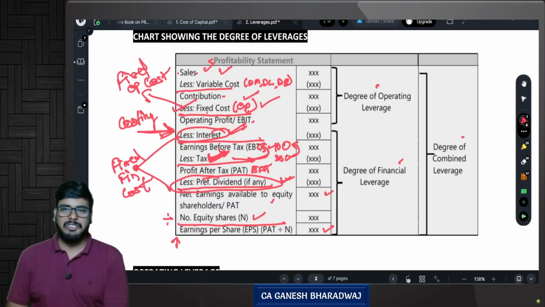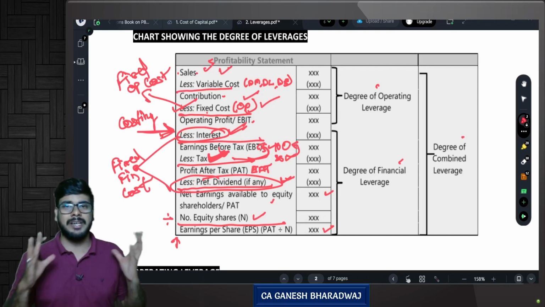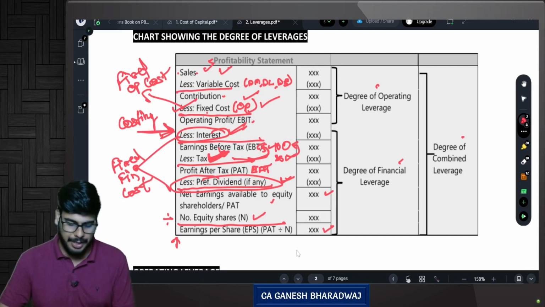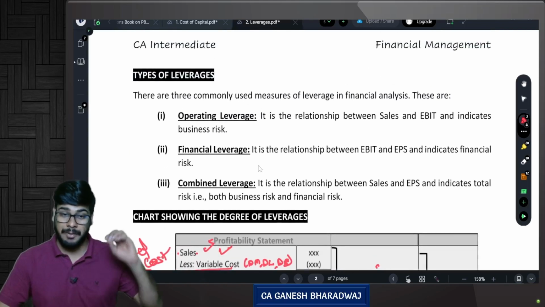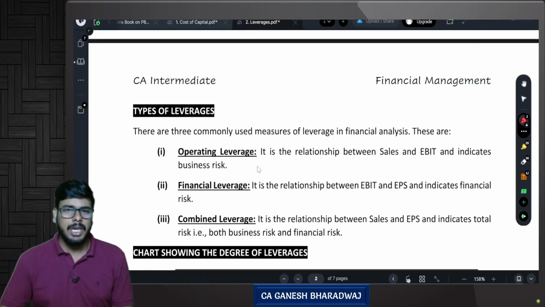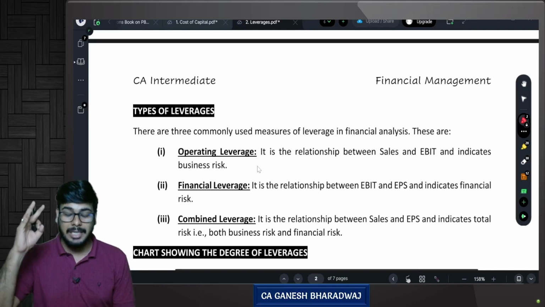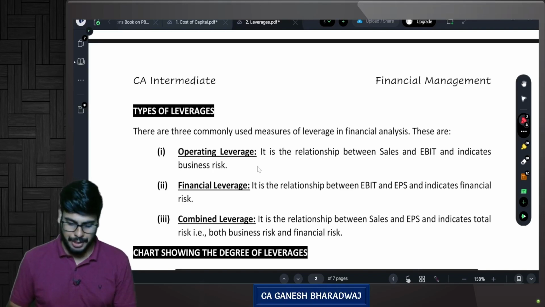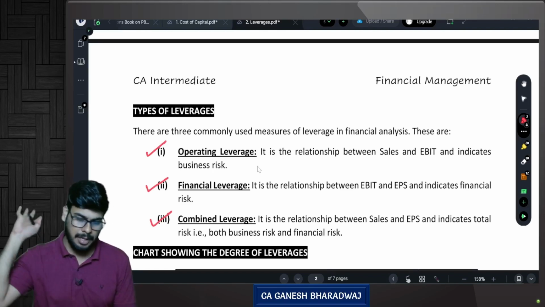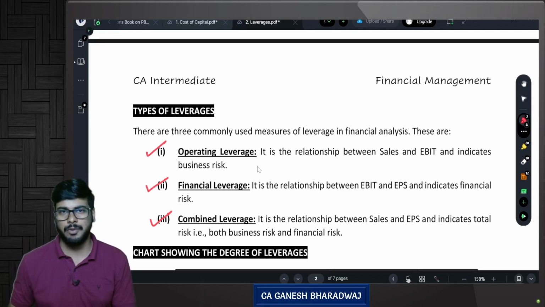Right. So now, sir, why are we studying all this in the concept of leverage? Let us get started. In this chapter, there are 3 different types of leverages: operating leverage, financial leverage, combined leverage. 3 leverages are there in this chapter. Are you clear with this?